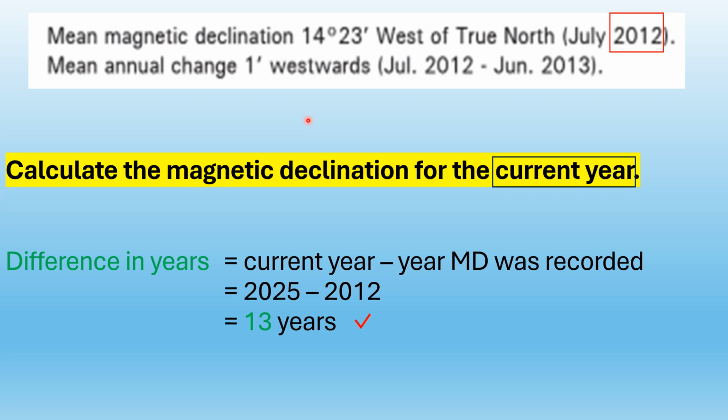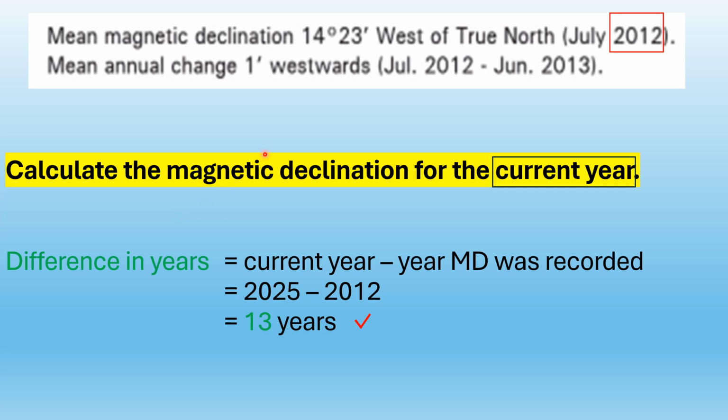So how exactly do we calculate magnetic declination? A typical question would read as follows: calculate the magnetic declination for the current year. The current year would be, in our case, at the time at which this video was recorded, 2025. The first thing that we need to establish is to find out how many years have in actual fact passed since the reading for magnetic declination was done.